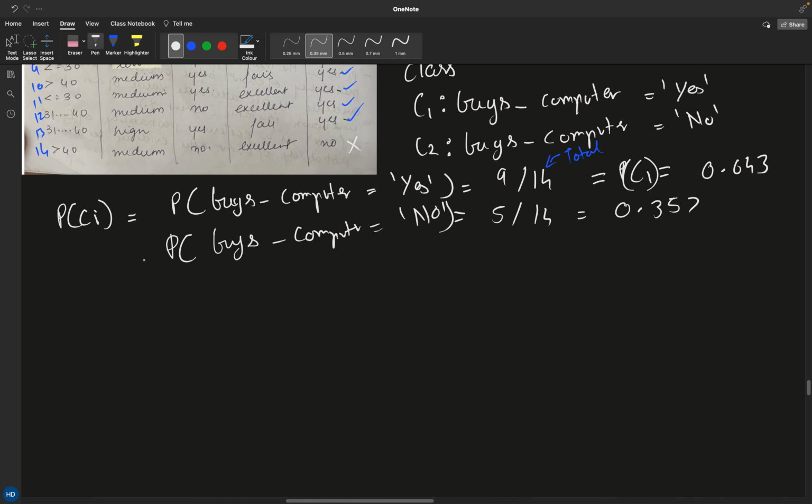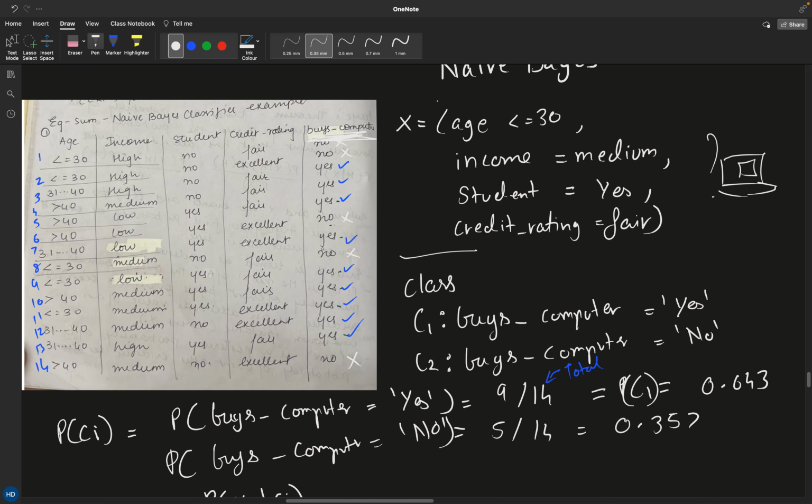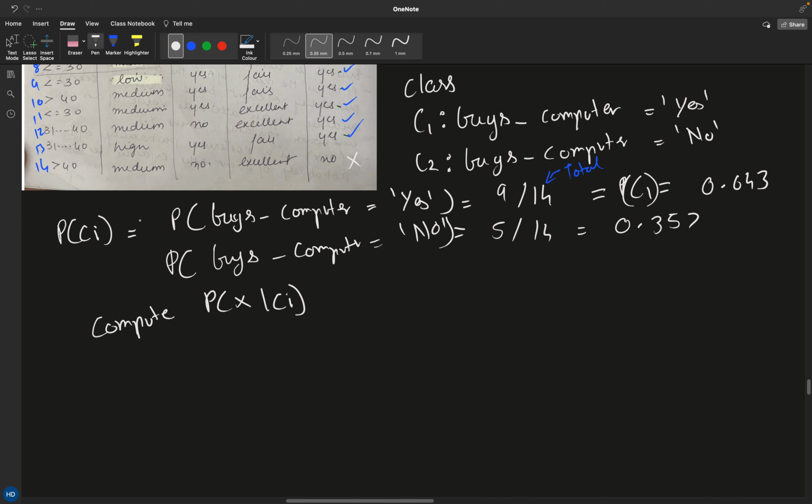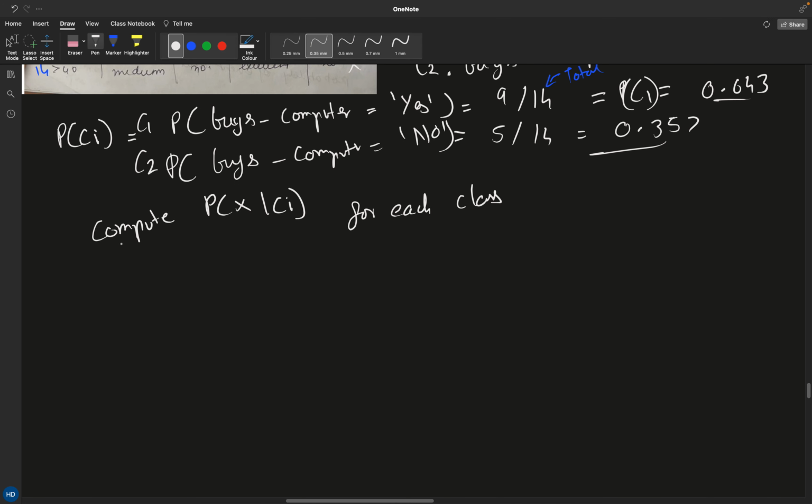Now once this is figured out, we have to compute. Compute for what? P(X|Ci). Ci is basically C1 and C2, and X is our case. X is this, C1 is this, and C2's probability is this. Once that is clear, we write for each class. Here class refers to C1 and C2, and for each attribute we have to do this.